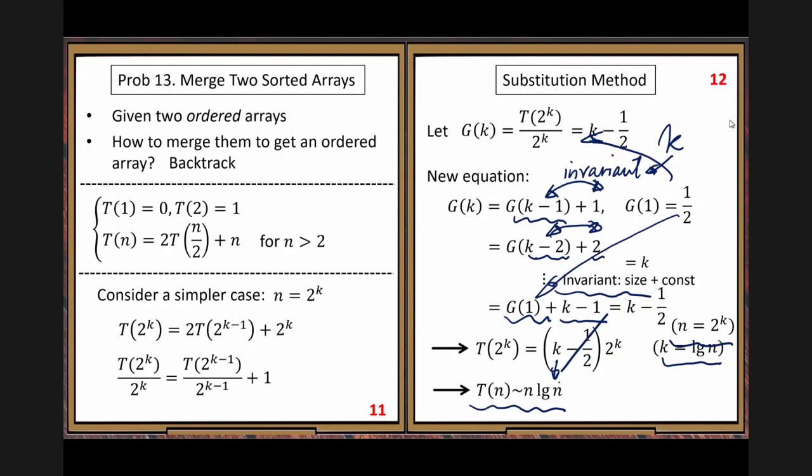Although we worked with n as a power of 2, can we reasonably assume that when n equals a general number, we also have this approximation? Reasonably, right? At least we can guess like this. Actually, it's also correct. For the general n, we also have this approximation. That's the end of merge.